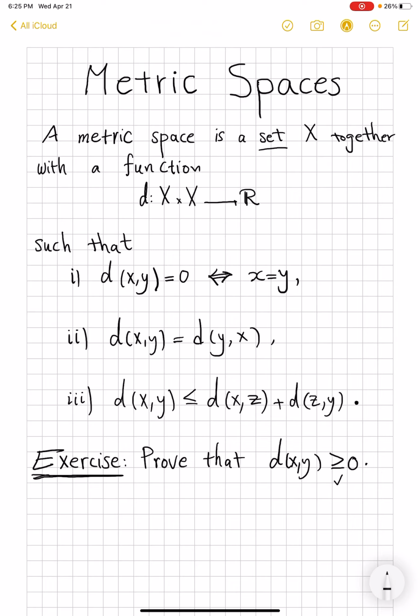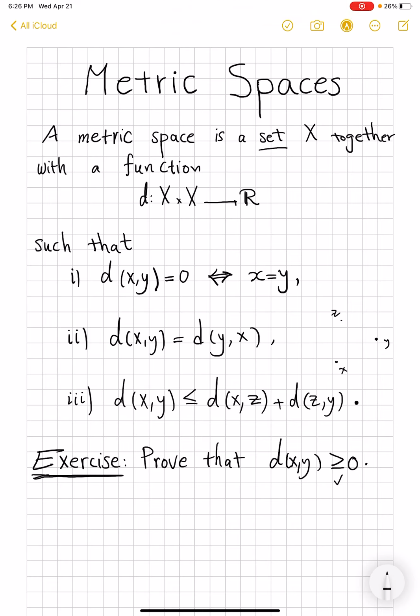We have symmetry in number 2, and for number 3 we have the famous triangle inequality, which says that the distance from x to y is never more than the summation of the distance from x to z and then back to y, which generalizes our intuition about geometry coming from the R3 Euclidean space.